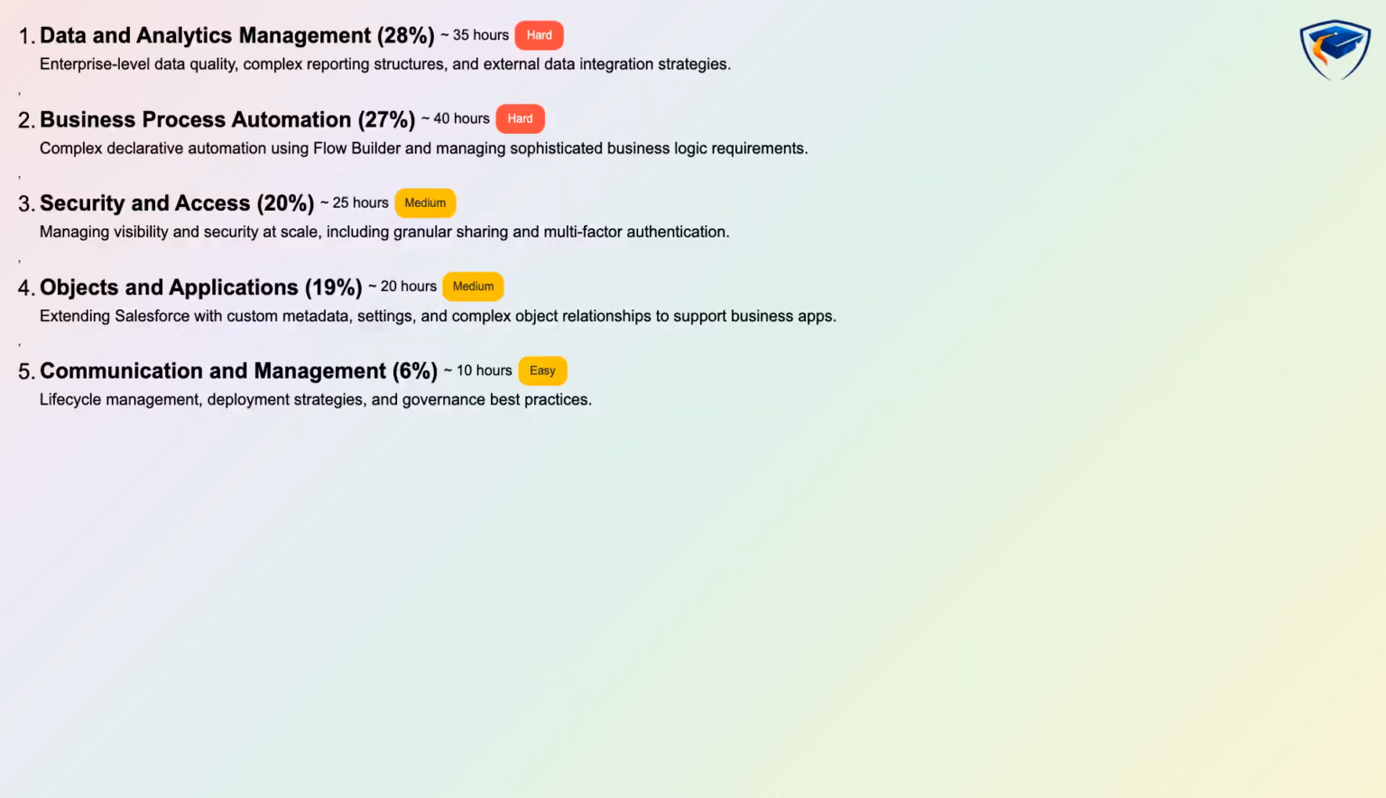This exam is divided into 5 domains with exact weights. Data and Analytics Management 28%, Business Process Automation 27%, Security and Access 20%, Objects and Applications 19%, and Communication and Management 6%. Each domain lists a difficulty level, an estimated learning time, and the assessment type to guide your preparation. I will summarize what you must learn in each domain and highlight the key topics you should master.